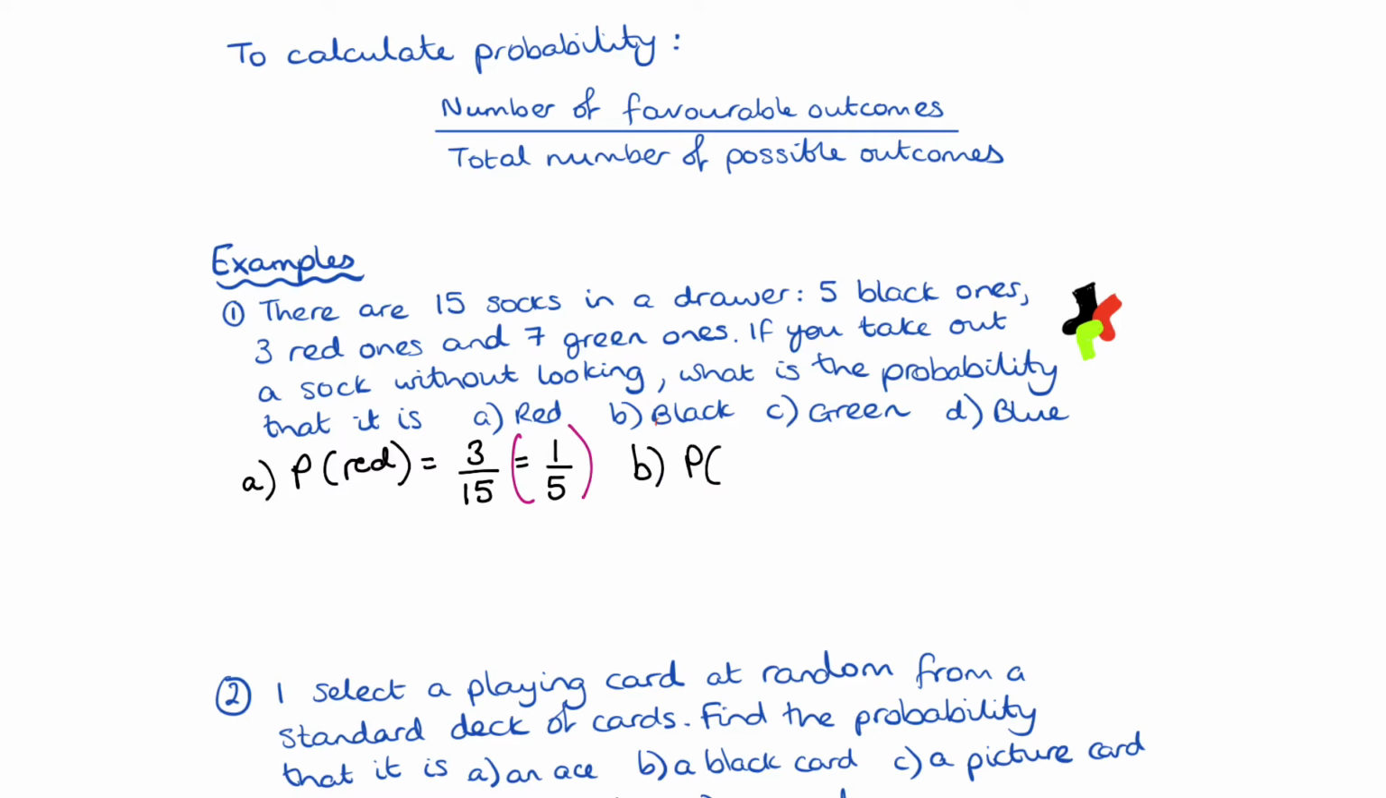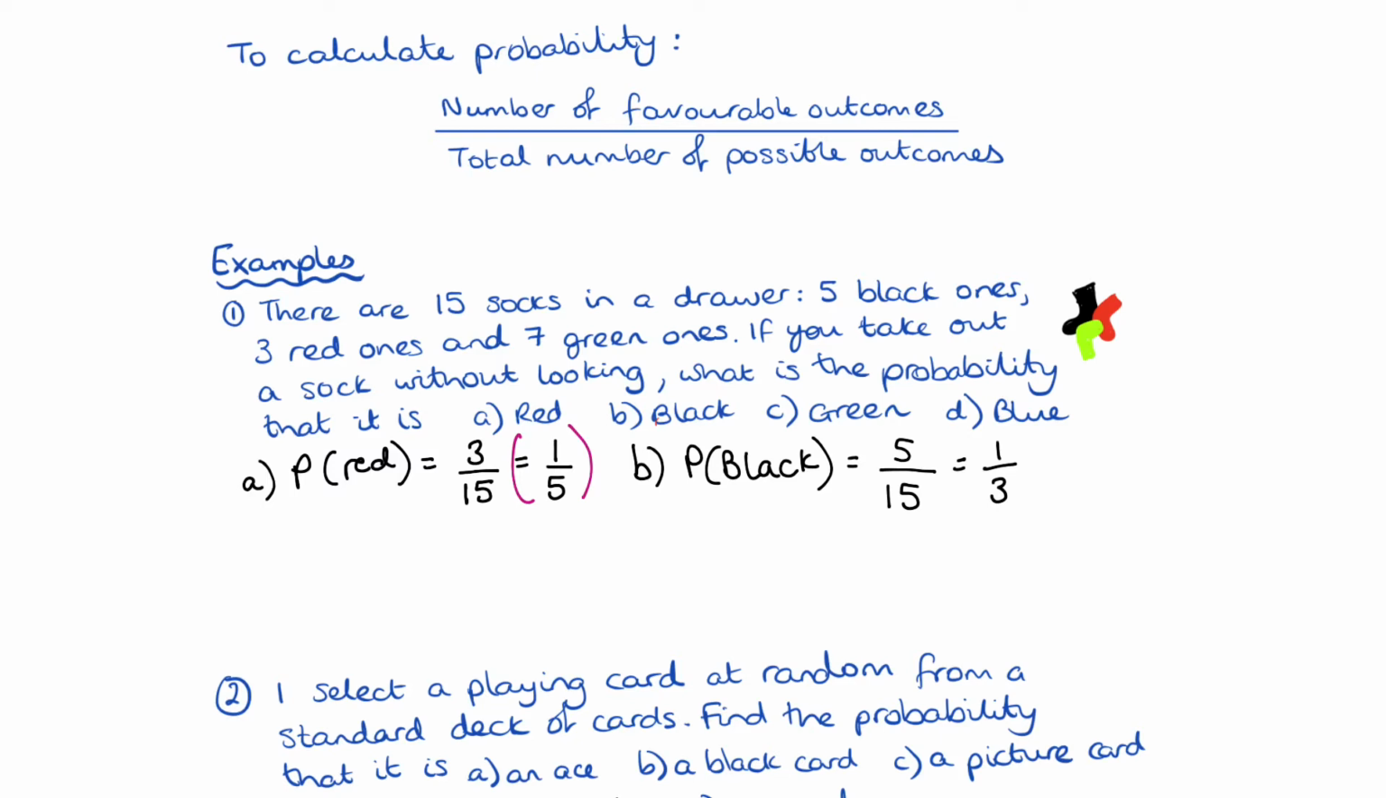Okay, next one. Probability that we pick out a black sock. Well, we set it up in the same way. There are 15 socks in the drawer, and there are 5 black socks. So there's 5 ways of picking a black sock, 15 ways of picking a sock, and this fraction will also simplify both in the 5 times table. So divide top and bottom by 5, you get 1 and 3, so it's 1/3.